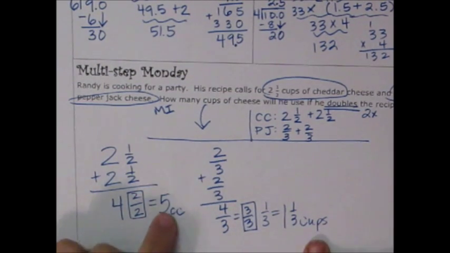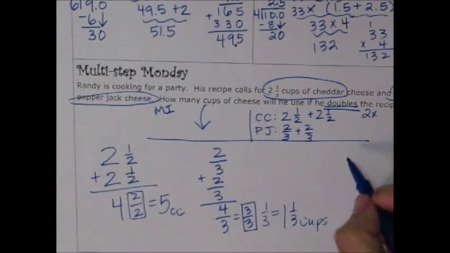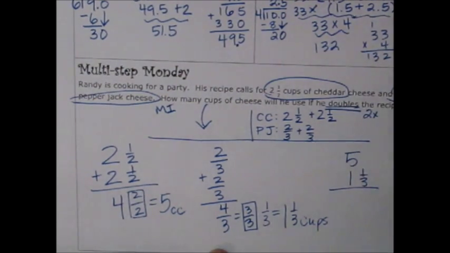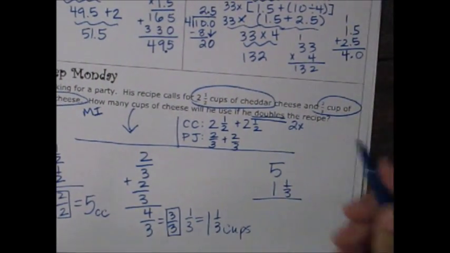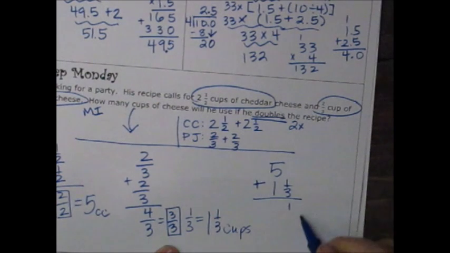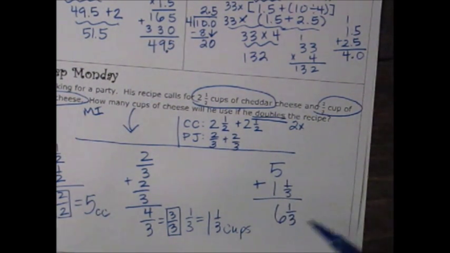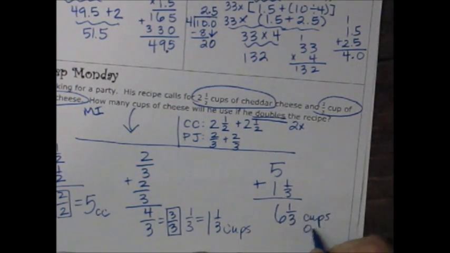I need to combine my cheddar cheese and my pepper jack. So 5 plus 1 1/3. Over here. So if I'm adding 1/3 and 5 plus 1 is 6. Do I need to simplify? No. So what is the 6 1/3? It's 6 1/3 cups of cheese.